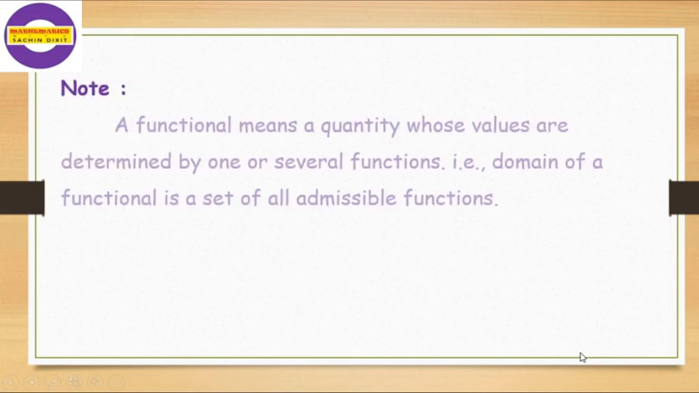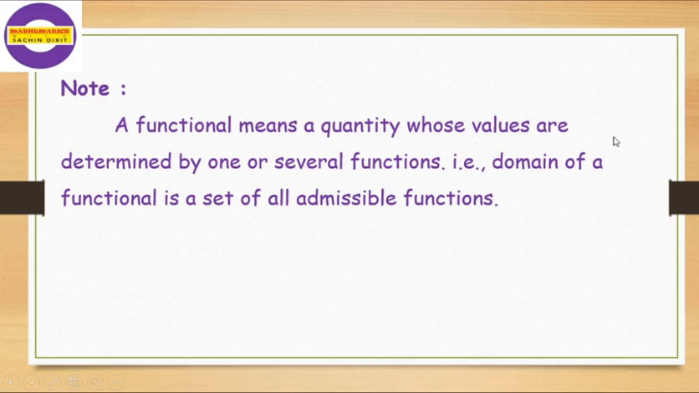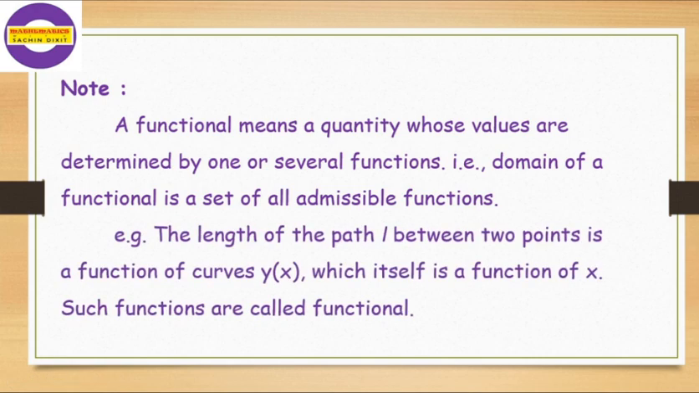We have one note. A functional means a quantity whose values are determined by one or several functions. That is, the domain of a functional is a set of all admissible functions. For example, the length of the path L between 2 points is a function of curves y of x, which itself is a function of x. Such functions are called functionals.